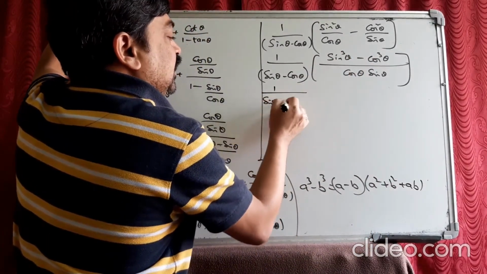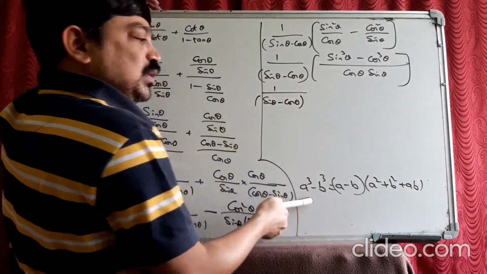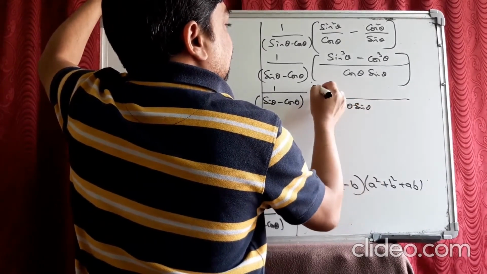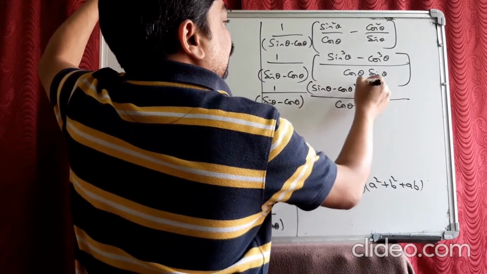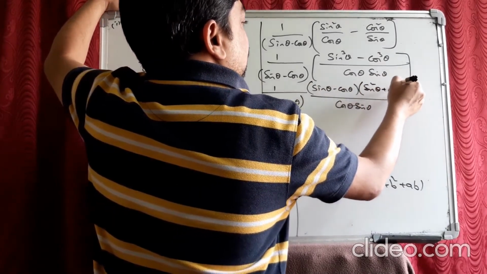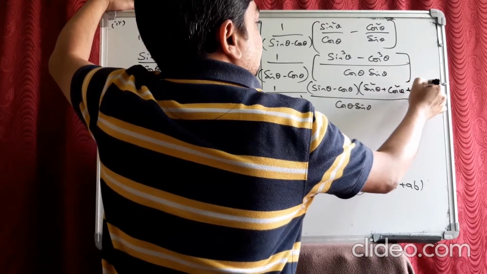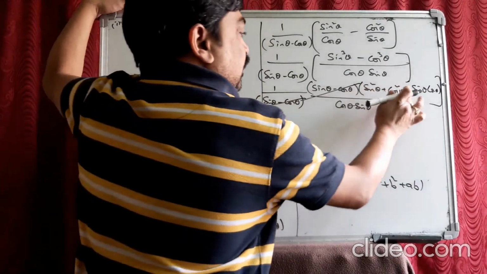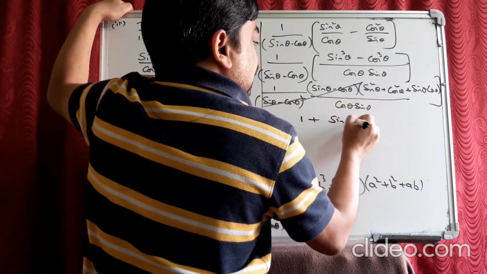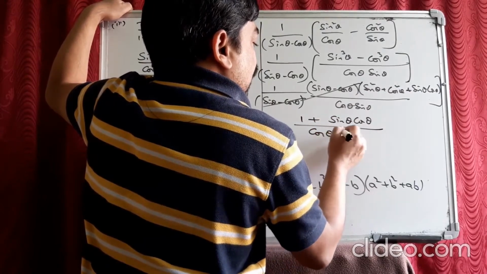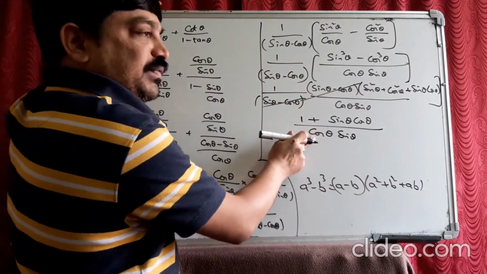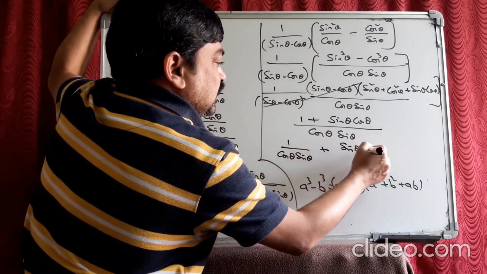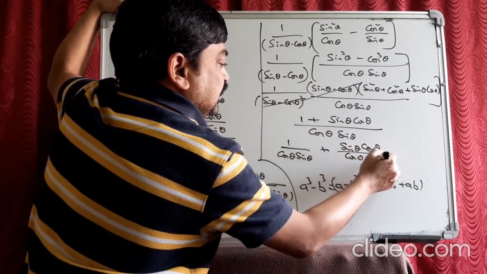So 1 by (sin theta minus cos theta) can be taken. If you multiply this, you will get this only. You can check it also. It becomes cos theta sin theta minus cos theta into (sin square theta plus cos square theta plus sin theta cos theta). Now we can cancel these two brackets. Sin square plus cos square becomes 1, plus sin theta cos theta by cos theta sin theta. Now we can split this fraction: 1 by cos theta sin theta plus sin theta cos theta by cos theta sin theta.